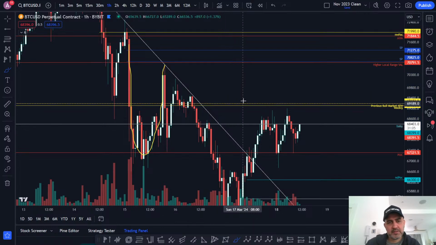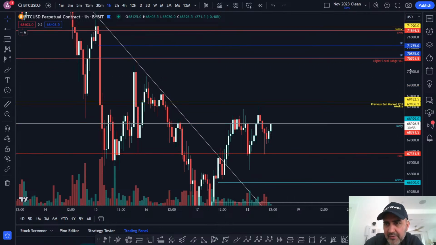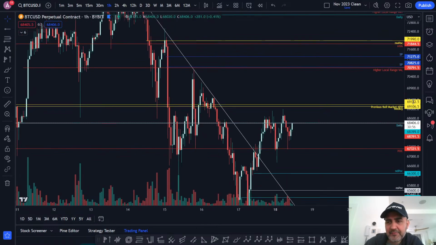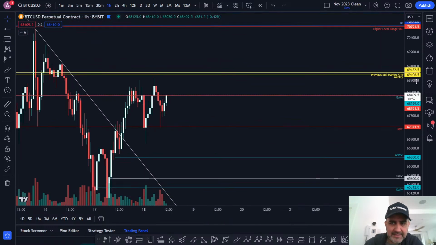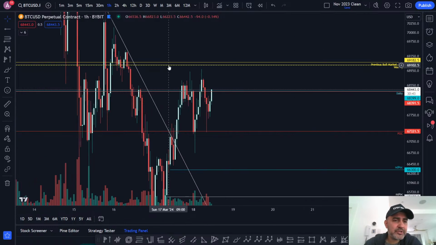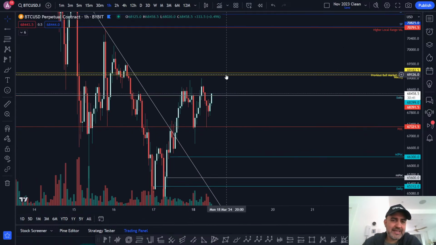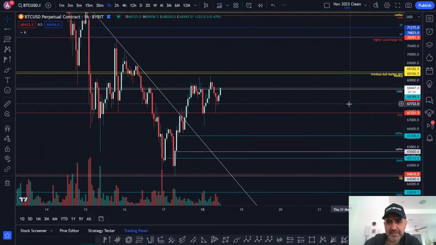Okay, so it will act as a resistance area, but because it coincides with the local range value area high, there may be a little bit of resistance there. And then we've got the previous bull market all-time high. That's a psychological resistance. It's not a liquidity level, it's just a psychological level. But then we do have a weekly level which corresponds with that level, so there is actually a liquidity level there. It's the weekly level. So that's kind of what's happening with the price.